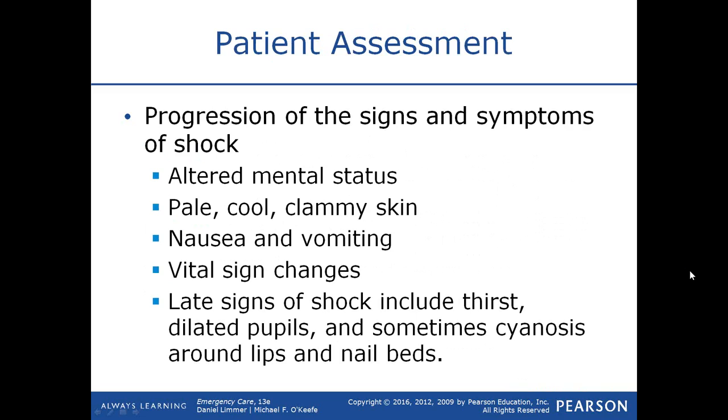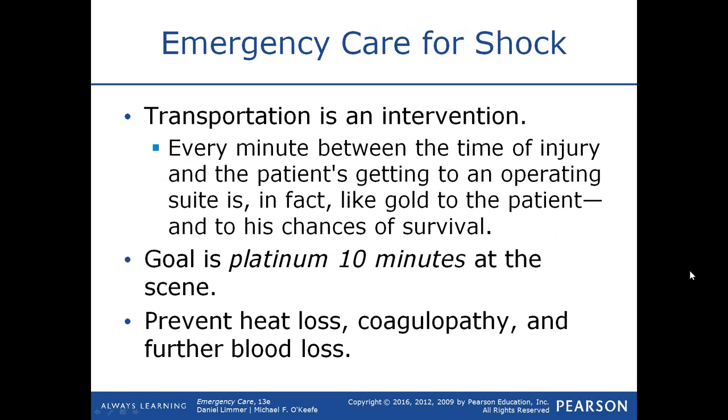Late signs of shock include thirst, dilated pupils, sometimes cyanosis, around the lips or the nail beds if they have enough red cells left to turn the blood blue, then you might see that cyanosis. Transportation is the intervention, particularly for internal hemorrhage. When we think of a patient's chance of surviving a traumatic injury, there is a standard out there called the golden hour. The golden hour refers from the time of the injury until the patient is on an operating table. If we can get them there within an hour of the onset of their injury, they have a good chance of surviving regardless of the injury.